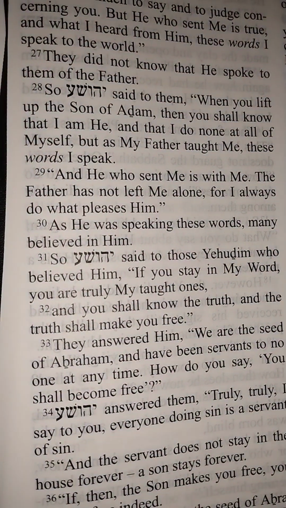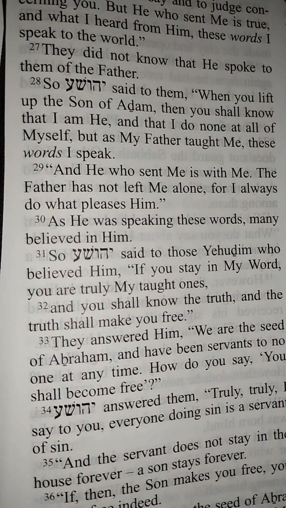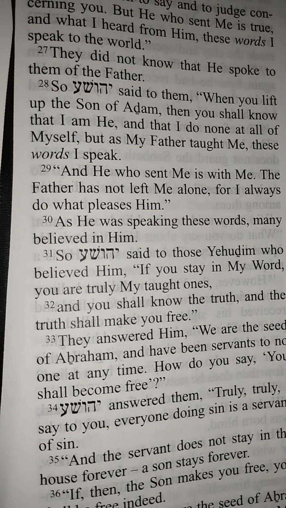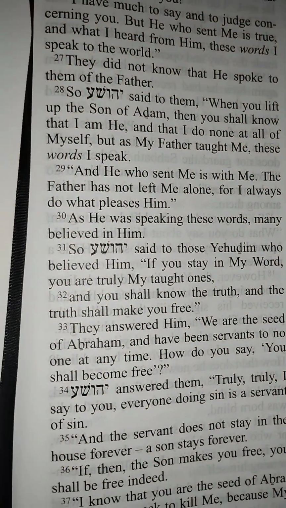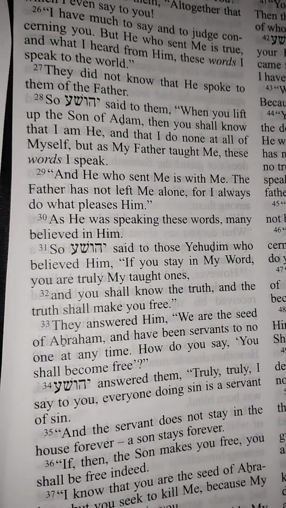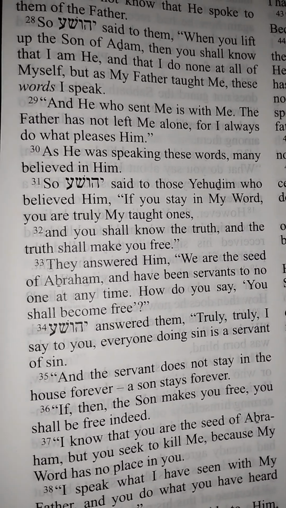As he was speaking these words, many believed in him. So Yeshua said to the Yehudim who believed him, If you stay in my word, you are truly my taught ones. And you shall know the truth, and the truth shall make you free. And they answered him, We are the seed of Abraham, and have been servants to no one at any time. How do you say you shall become free?